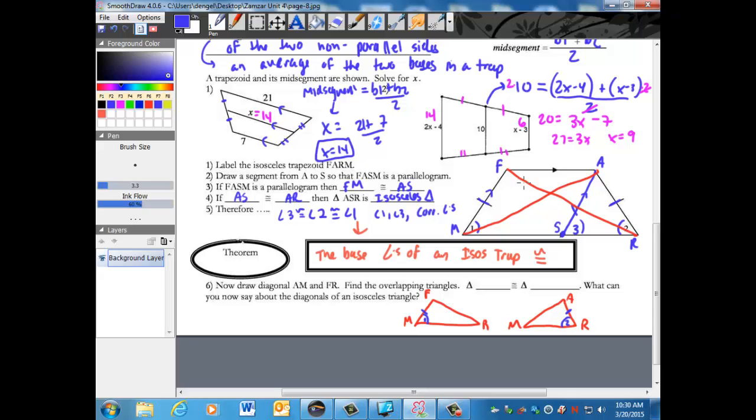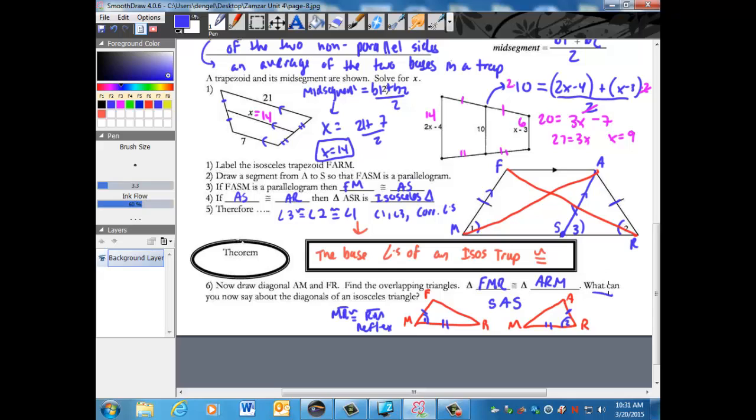Well, since these triangles overlap, we can say that MR is congruent to RM by the reflexive property. They're shared. So we can put two marks here and two marks here. So what I can now say is that these two triangles are each congruent. So let's call this triangle FMR is congruent to triangle ARM. And why is that? Well, by side angle side.